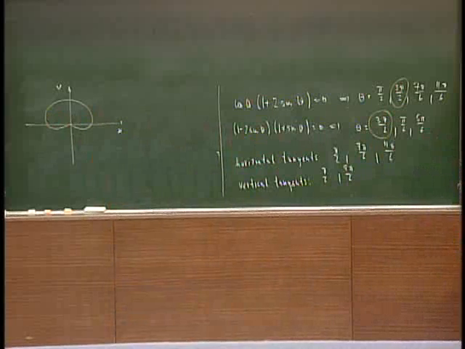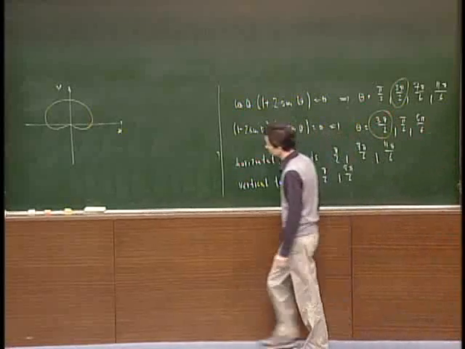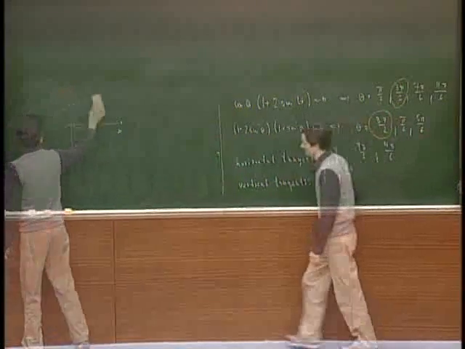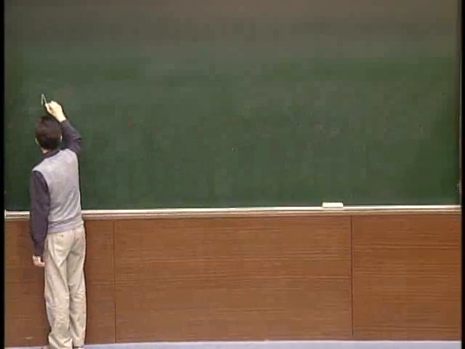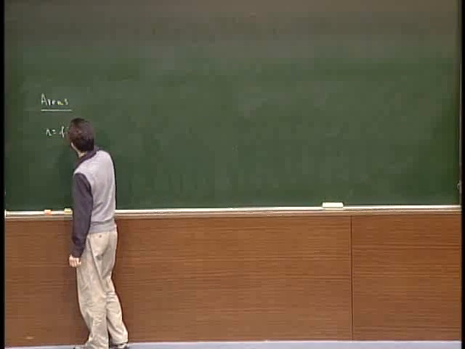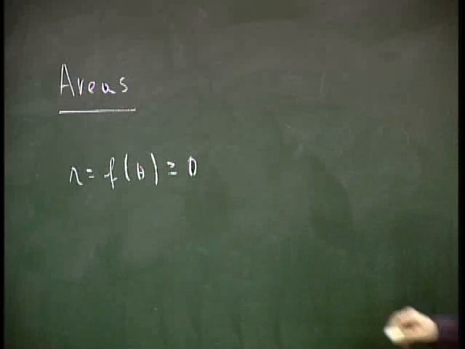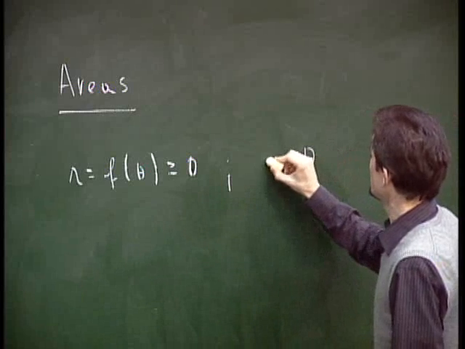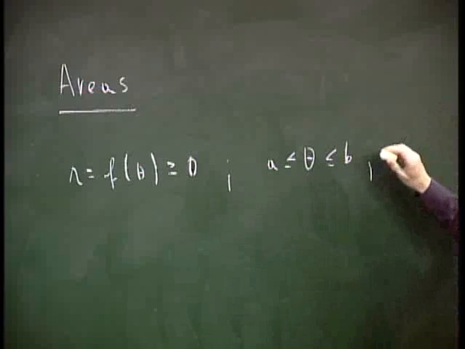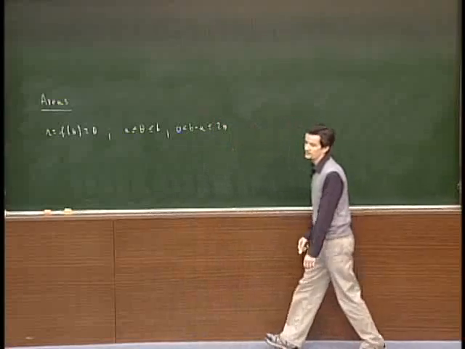Okay. So any questions to this? Now this is tangents. So how about areas? Areas of polar curves. Okay, so again we have given a polar curve, r is equal to f of theta. Assume that the function is larger or equal than 0. Assume that theta is between some a and b, where b minus a is smaller or equal than 2 pi and larger than 0.